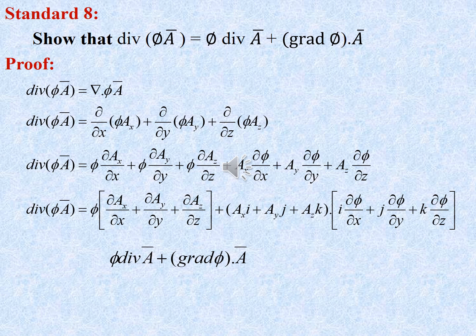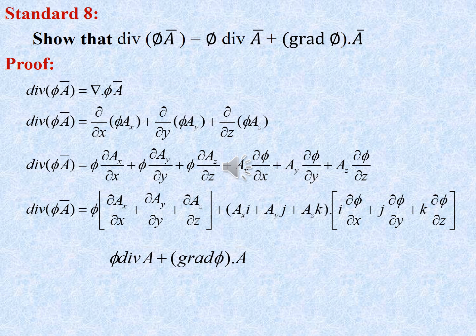So after changing the values, div of pi A bar is equal to pi ∂Ax/∂x plus pi ∂Ay/∂y plus pi ∂Az/∂z plus Ax ∂pi/∂x plus Ay ∂pi/∂y plus Az ∂pi/∂z. I am separating the pi values and the A values. So that is equal to pi of, taking a common term pi, (∂Ax/∂x plus ∂Ay/∂y plus ∂Az/∂z) plus, separating the Ax, Ay, Az values here.